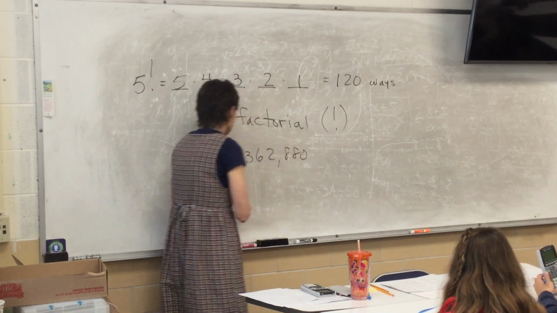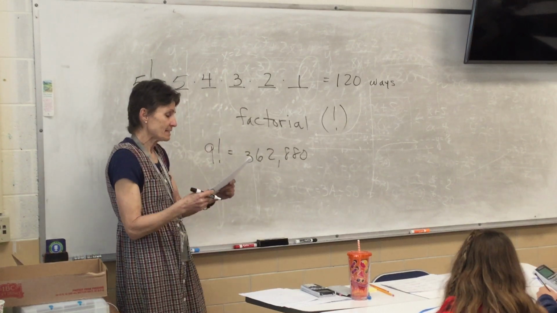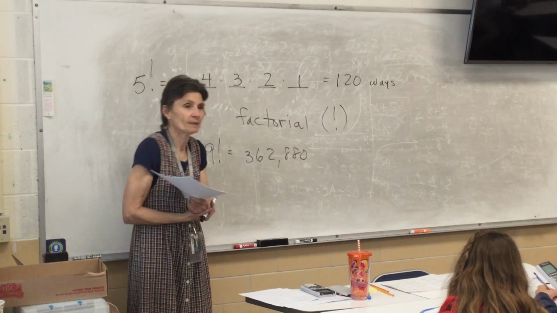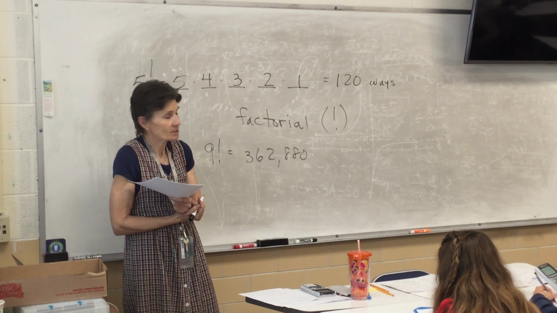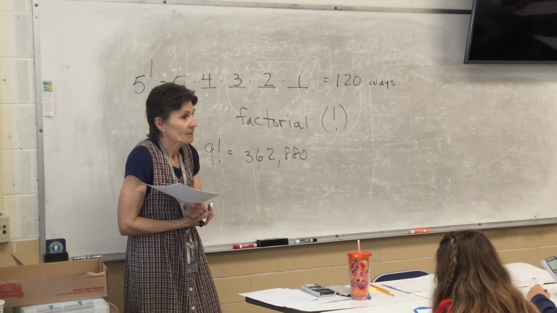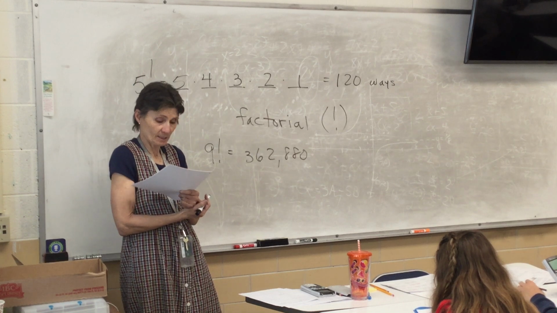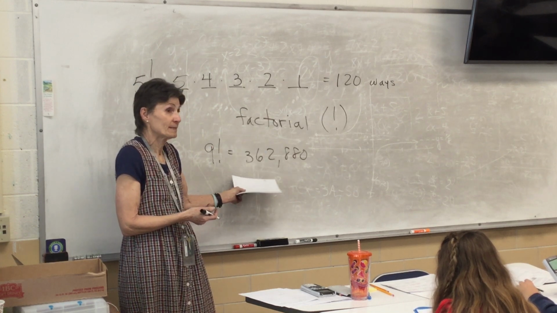880. So how many ways can 9 people be arranged in a line? 9 factorial, just like books on a shelf. And that, when I type it into my calculator, is apparently that number right there.